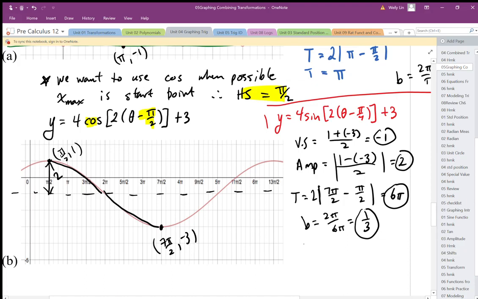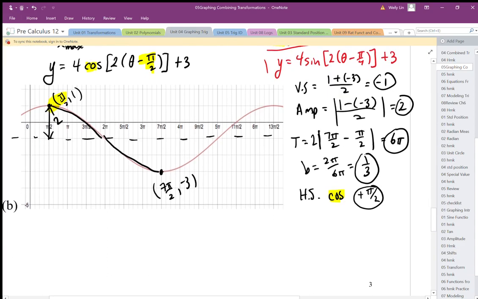The last thing is my horizontal shift. Now it doesn't say use sine or cos, so I'm going to use cos because I have the choice. If I'm going to use cos, I can use that horizontal shift, which is what I'm going to do. Okay, so the horizontal shift for cos, and it'd be different if I use sine, but my horizontal shift for cos is positive pi over 2.